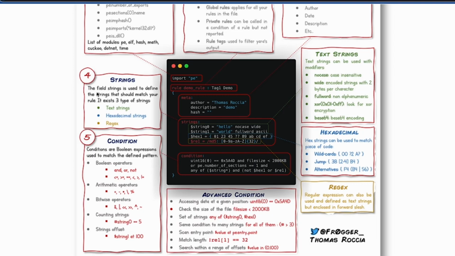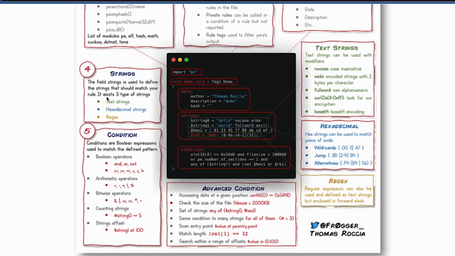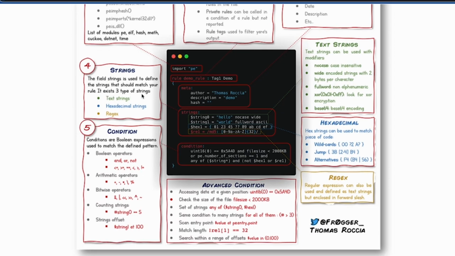So let's read that. The field is used to define the strings that should match your rule. There exist 3 types of strings: text strings, hexadecimal, and regular expressions. So the third one, I'm guessing, is the regular expressions version of the rule. And then we have the text string, which is in green right here. So it says no case means case insensitive. Wide means encoded strings with 2 bytes per character.